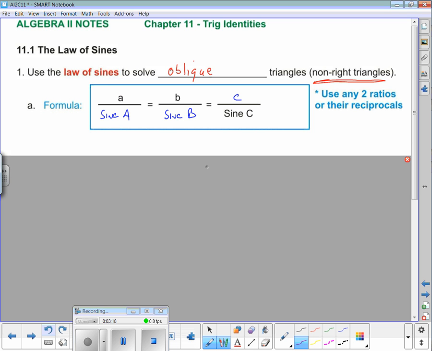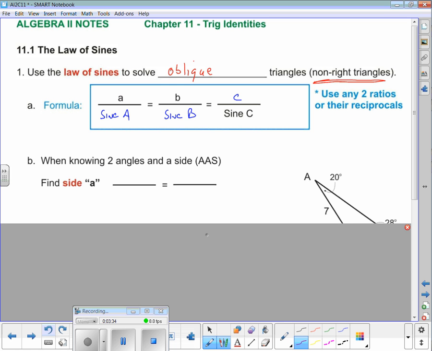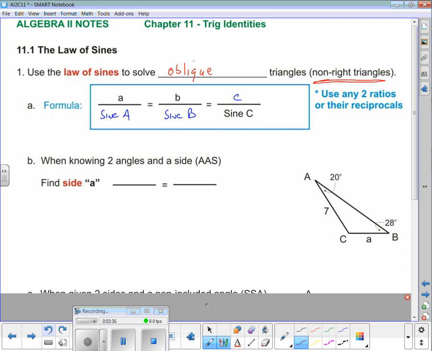But you got to know the formula. Law of sines is pretty easy. Again, side A over sine A, side B over sine B equals side C over sine C. And we'll pick the two of them that will allow us to have just one variable and solve. All right? So let's go through and do some examples. All right, so B here is when knowing two angles and a side, and this says find side A.